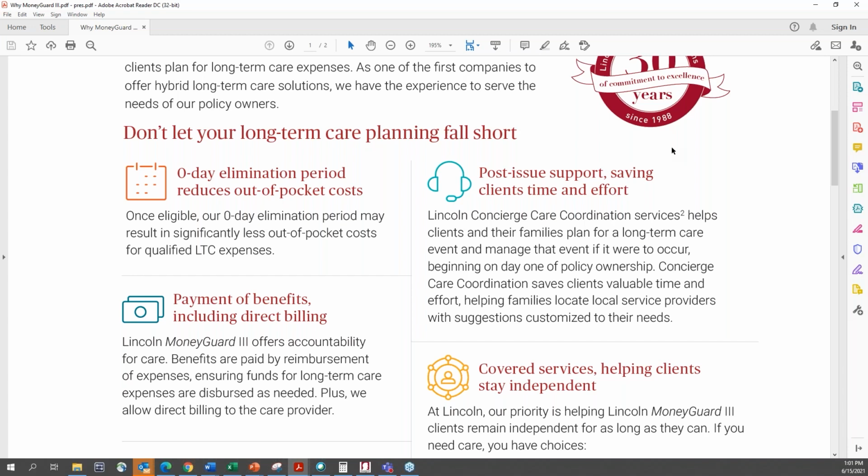What we know is that about 25% of LTC claims in the space are done by 90 days. That means 1 in 4 LTC claims, the client wouldn't even have seen a dollar from that policy. Lincoln MoneyGuard has this true 0-day elimination period. We're the only carrier in this hybrid space that offers that.